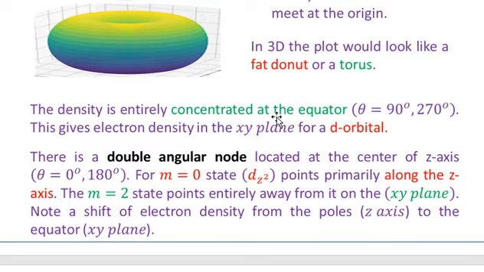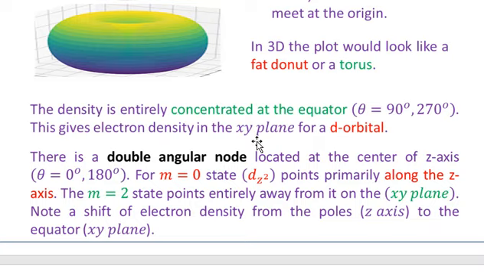The density is entirely concentrated at the equator. So since these shapes are lying on the equator, of course the density is maximum in the equator plane. And the equator plane is the plane located at an angle of theta equal to 90 degree and theta equal to 270 degree. The equator plane contains the x-axis, contains the y-axis, and is also labeled as the xy plane.